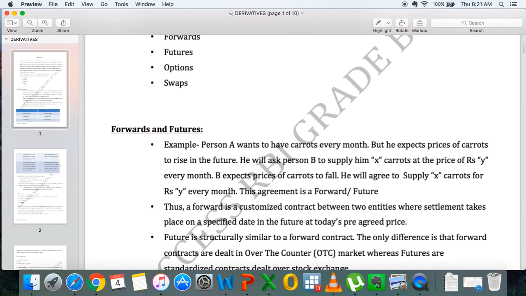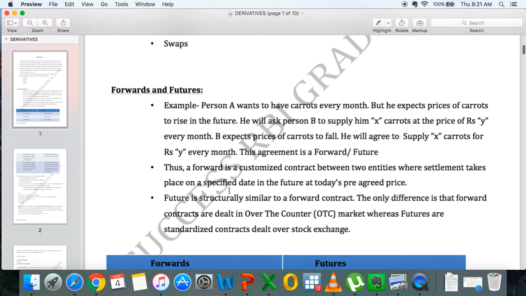Let's start with forwards and futures. Let's take an example. Person A wants to have carrots every month, but he expects prices of carrots to rise in the future. Now, I am A, I eat carrots every month, so I need them month by month. But I am expecting that the price of carrots will increase in the future. What will happen if the price of carrots increases? My expenditure on carrots will also increase because I need them every month.